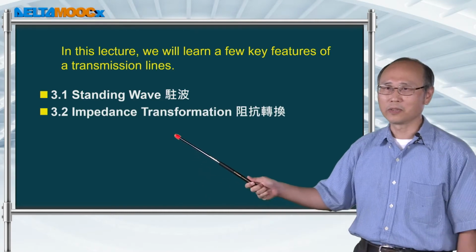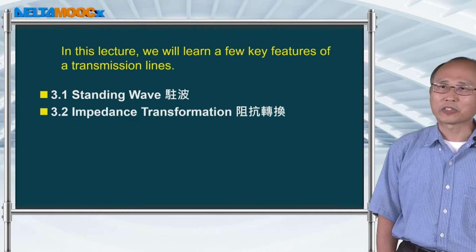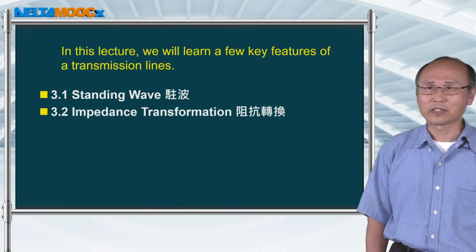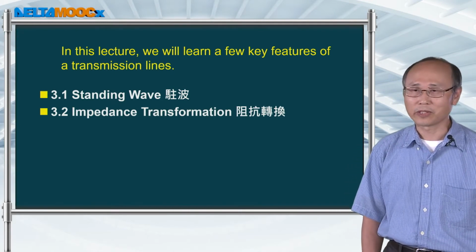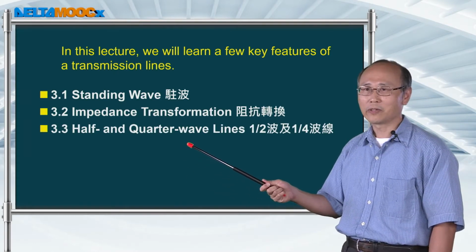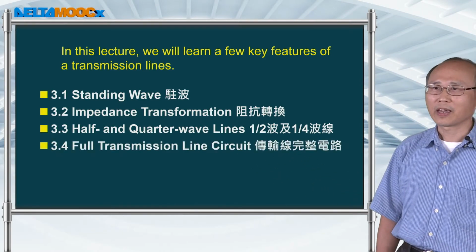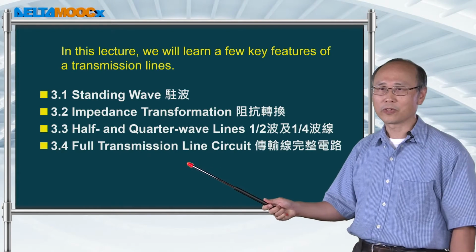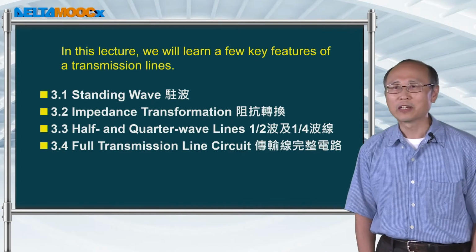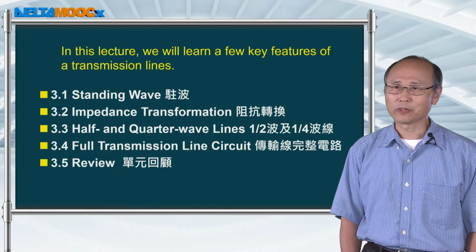Then we need to figure out the impedance at different locations on the line, because impedance is the ratio of the voltage to current, and that is an important value that we need to understand. Then I'm going to show you two quite unique transmission lines with the length of half and quarter wavelength. And finally, I want to give you a solution of the whole transmission line by adding a generator circuit to the line. And again, finally, I'm going to give you a little bit of review.